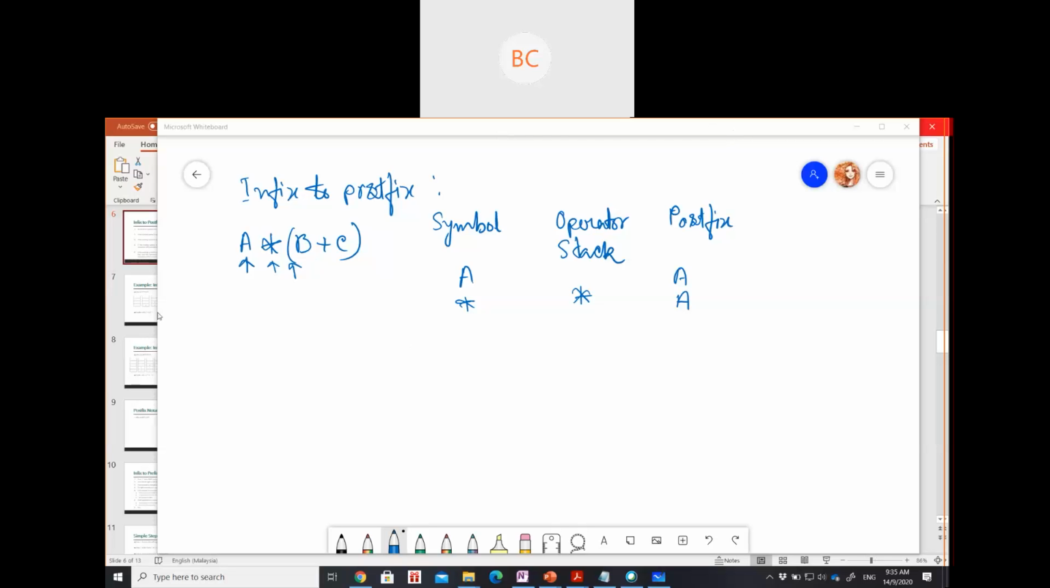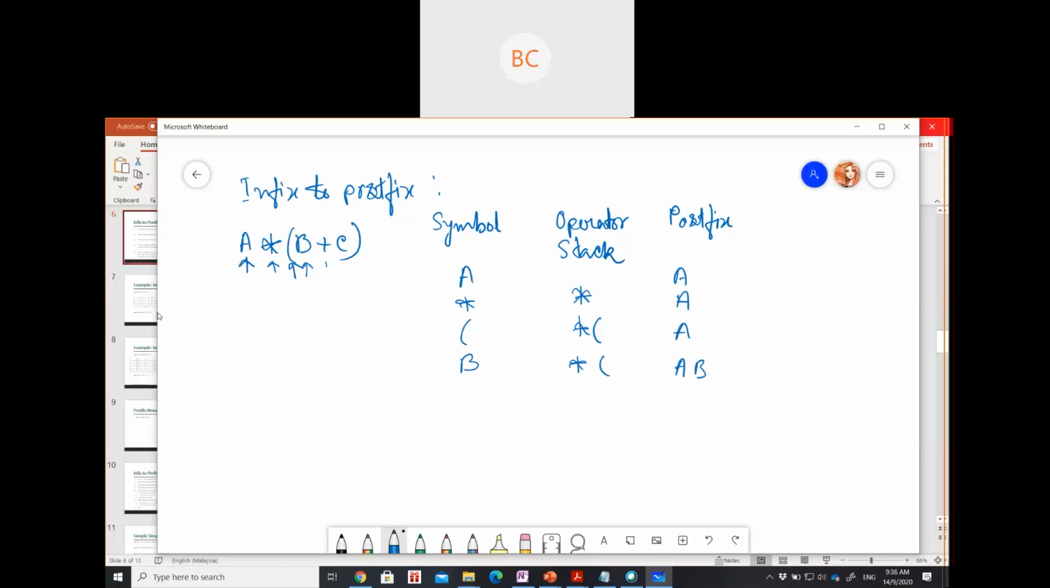Okay. So our next symbol is an open parenthesis. So whenever we see an open parenthesis, we will again push it to our stack, and your postfix expression will remain same. Next, our symbol is B. So this one will remain same, and you will push B to your postfix notation.